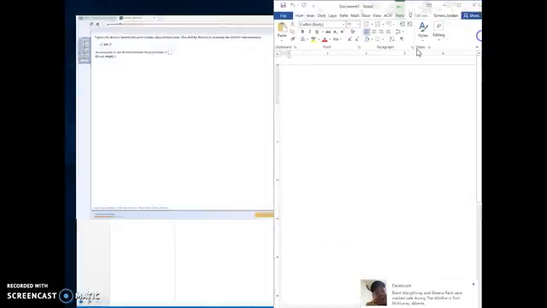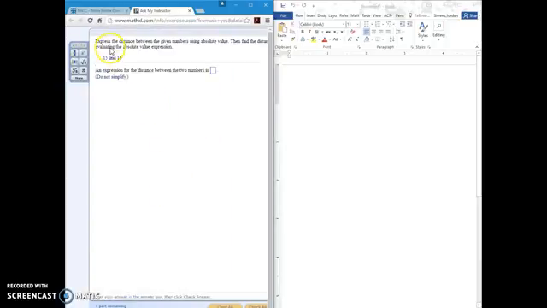And pull up Word here so I can write, and we'll split screen this. So, what we need to do, we need to express the distance between the given numbers using absolute value. Then find the distance by evaluating this expression.